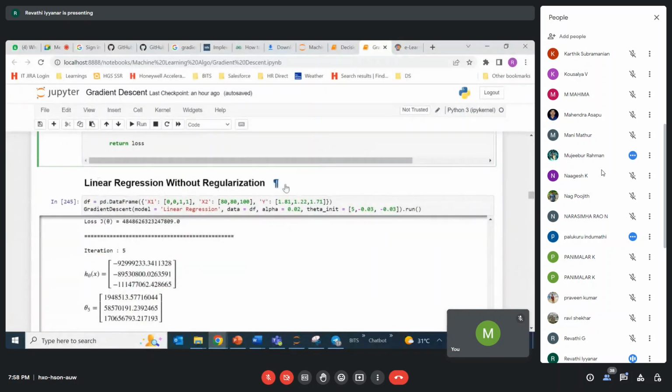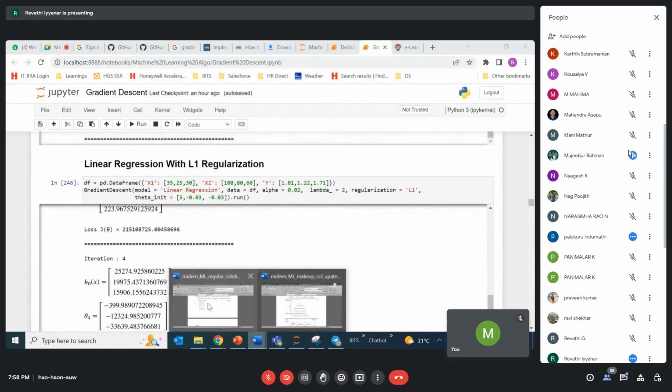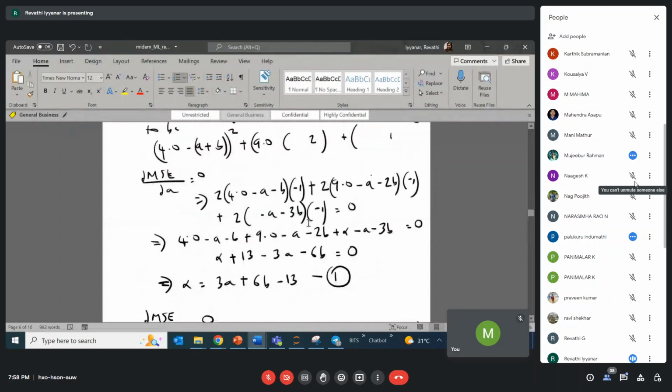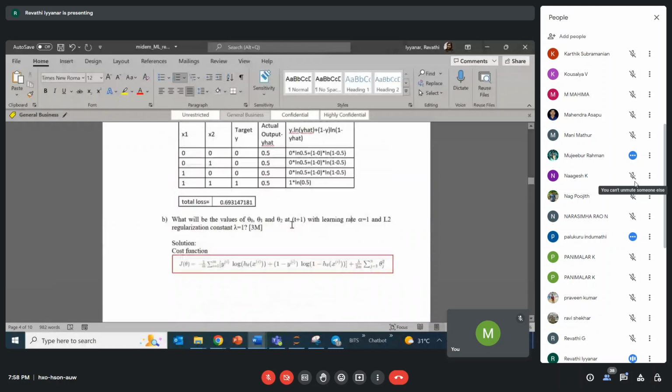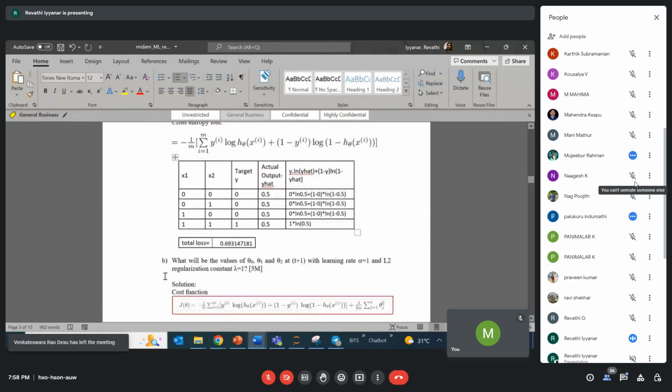So he has linear regression without regularization. My next question: how are they going to ask without regularization? Will they mention there won't be any regularization? I think, like Shankar mentioned, the first part is without regularization because they didn't mention anything. What will be the value of the loss function at the start? If they don't mention any, by default it is without. We need the regularization constant and learning rate, both will be given in the question.